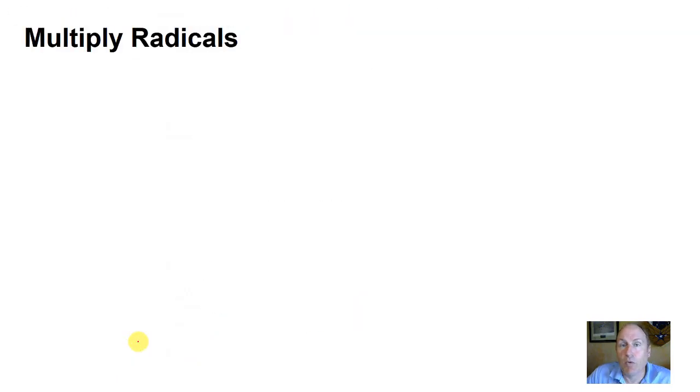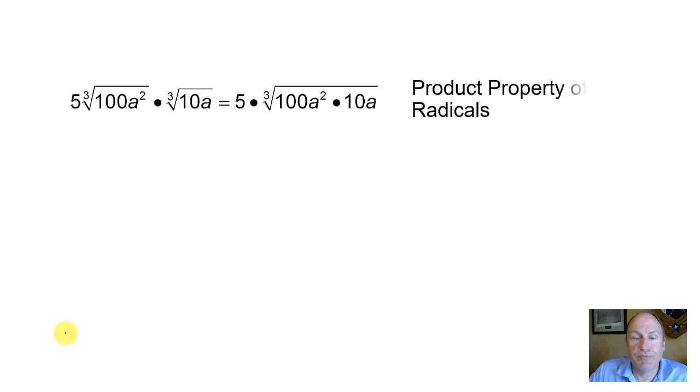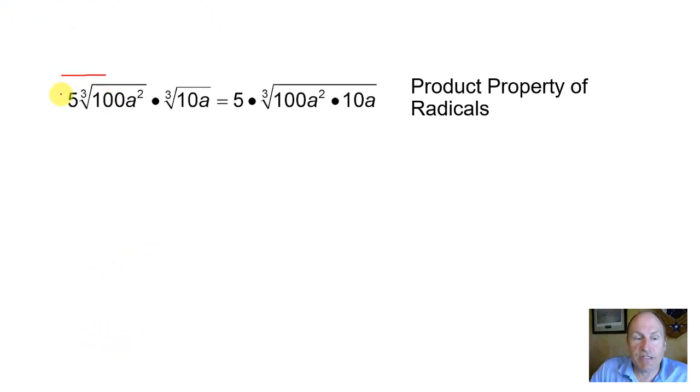Let's look at an example where we're multiplying radicals. Okay, so if I'm asked to simplify 5 times the cube root of 100a squared times the cube root of 10a, first of all, I've got to make sure these indices are the same. They're roots. They are. So they're kind of like terms because they're using the same root. So this becomes 5 times the cube root of 100a squared times 10a. We're actually using the product property of radicals in reverse.